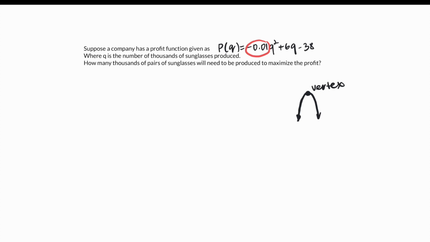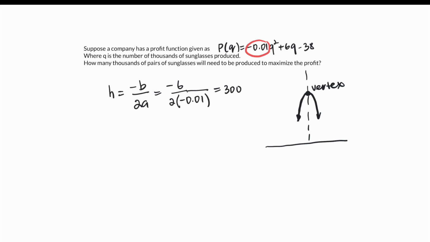So find the h of the vertex. We will use the formula negative b over 2a, and that is negative 6 over 2 times negative 0.01, which is my a, and that gives me 300. So the x coordinate of the vertex is 300.